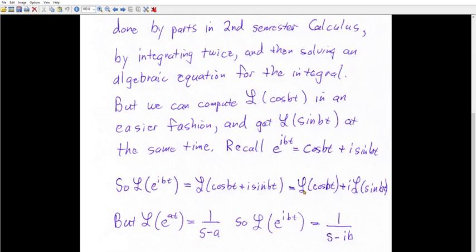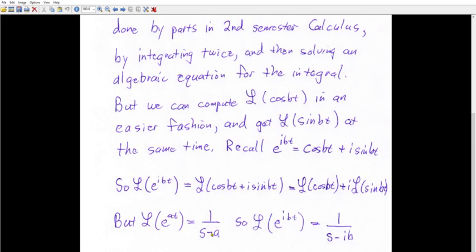The real part is going to be the Laplace transform of cosine bt, and the imaginary part is going to be the Laplace transform of the sine of bt. Now, before we go ahead and actually write down an integral, we realize we don't even have to do that, because we know what the Laplace transform of e to the at is. It's 1 over s minus a.